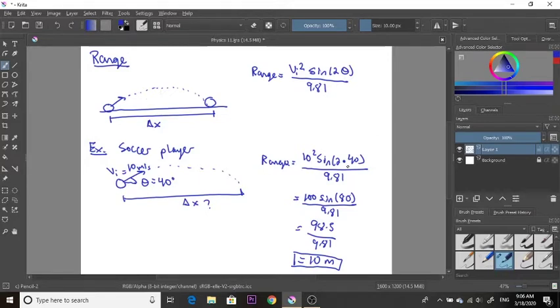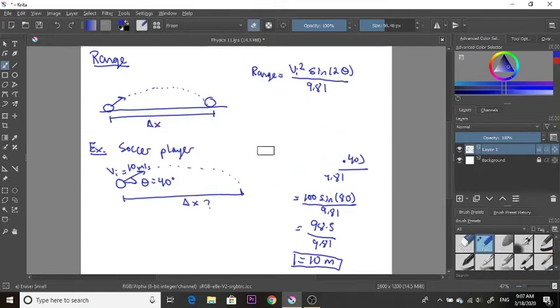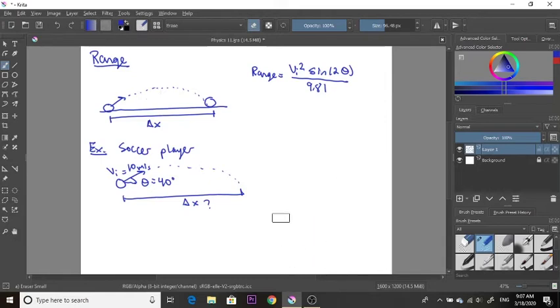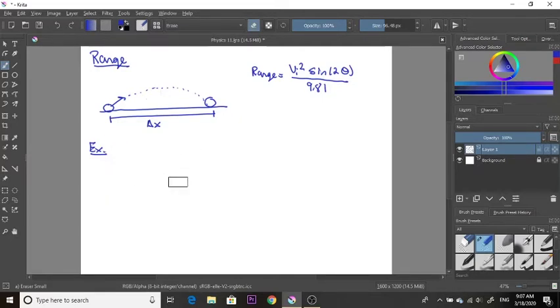Now you might be asking me, Megan, yes, this is great and all, but what if I don't have my angle? Well, then we'll do a different example. So let me just quickly erase all of this, and then we can do a different example. This time we're going to be looking for our theta. So we're going to be given our distance, our range, and our velocity, but we don't know what the angle is.